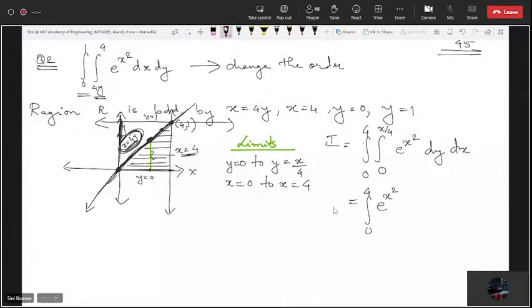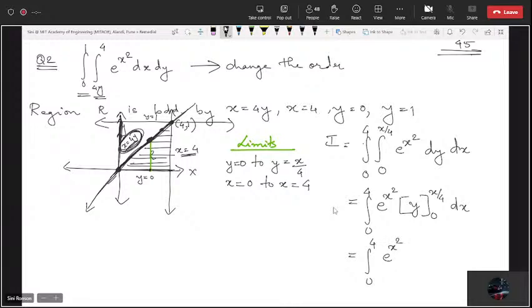Is there any term of y here? No. So we'll integrate 1 with respect to y. What is integration of 1 with respect to y? Y. And I put the limits for y 0 to x by 4 and my first integration is over. Okay, so we'll just simplify this by putting the upper limit and the lower limit.